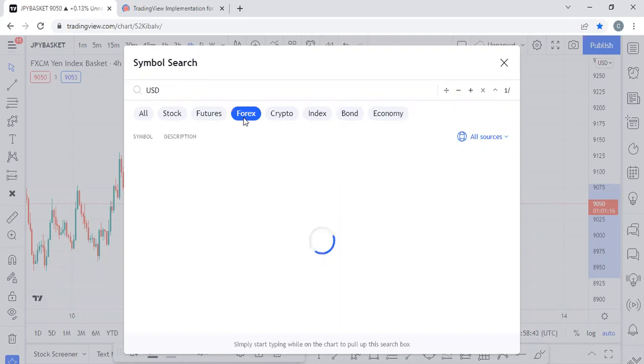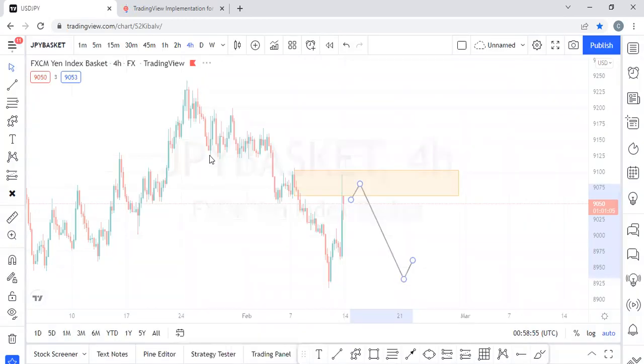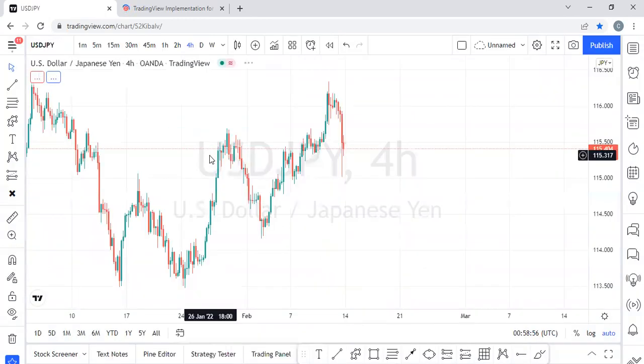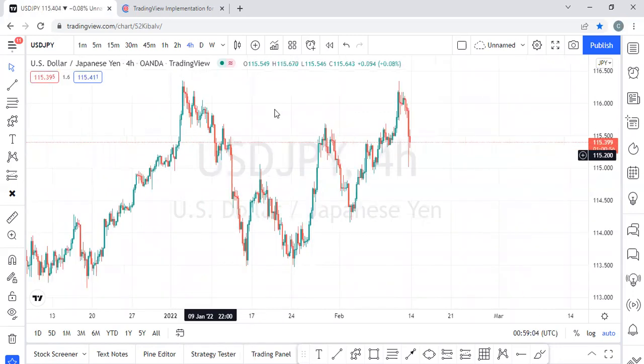Just a few more pairs and we call it a day. Okay, let's check out USDJPY. So having a bearish yen, I'll have a bullish dollar. This market should buy, right?